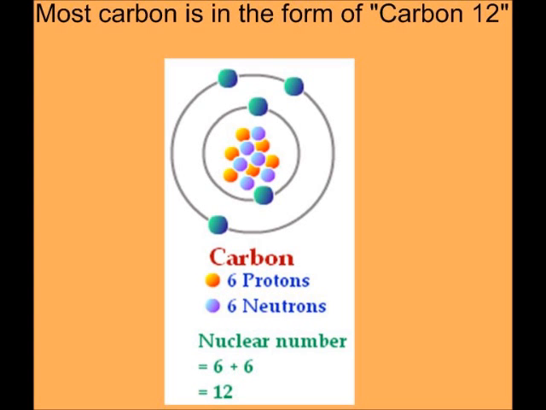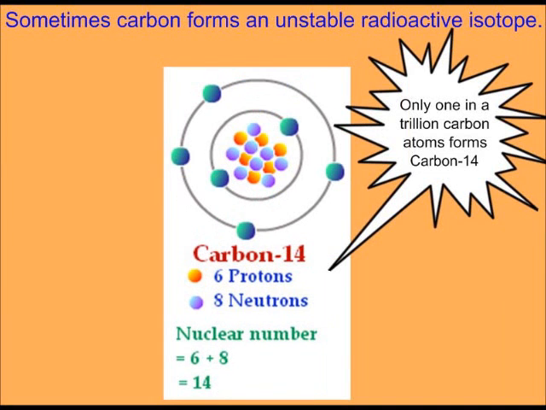Most carbon is in the form of carbon-12, which means that there are 6 protons and 6 neutrons. Sometimes carbon forms an unstable radioactive isotope, which means that there are more neutrons than there are protons. Only 1 in about 1 trillion carbon atoms forms carbon-14.